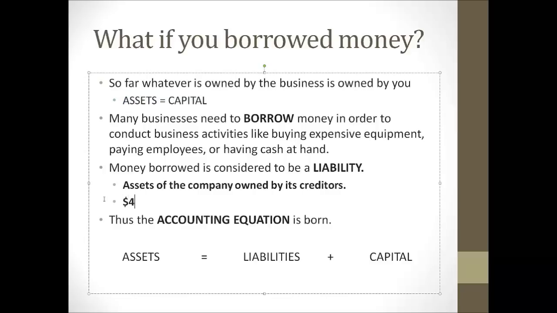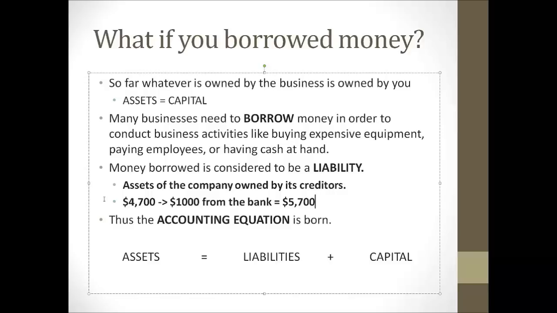If you have $4,700 that is owned by the business, and you borrow $1,000 more from the bank, that doesn't necessarily mean that you, as an owner, have more money. It does mean that the business has more cash now, so it has $5,700, but that didn't make you, as an owner, any richer or poorer. This is how the accounting equation is born.